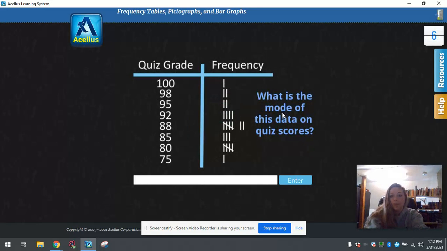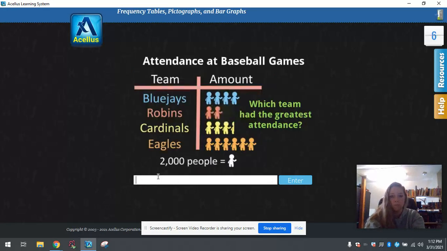Okay, what is the mode of this data on the quiz score? So what number occurs most frequently? Well, you can see the frequency here. This is the number that's occurring the most, with 7 students scoring an 88. So 88 is our most occurring, so that's our mode.